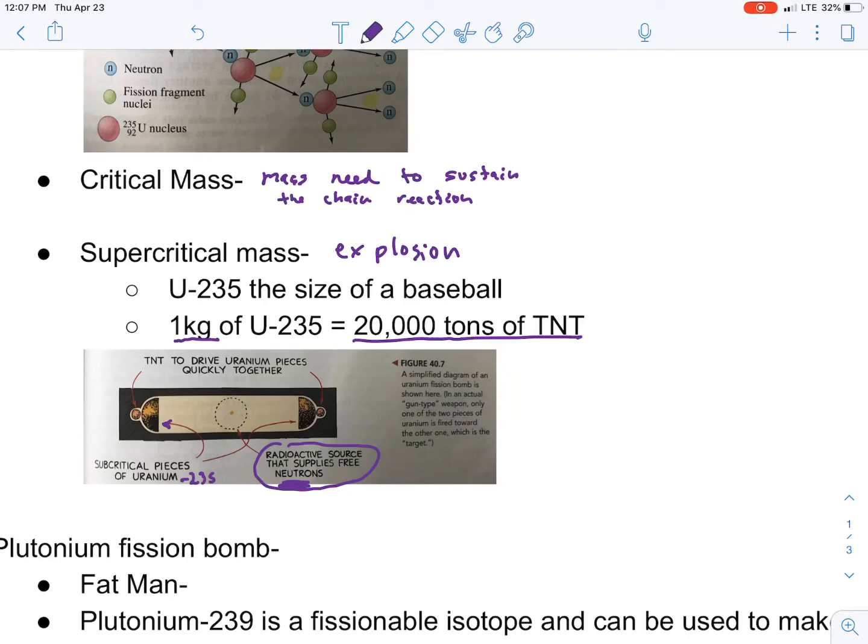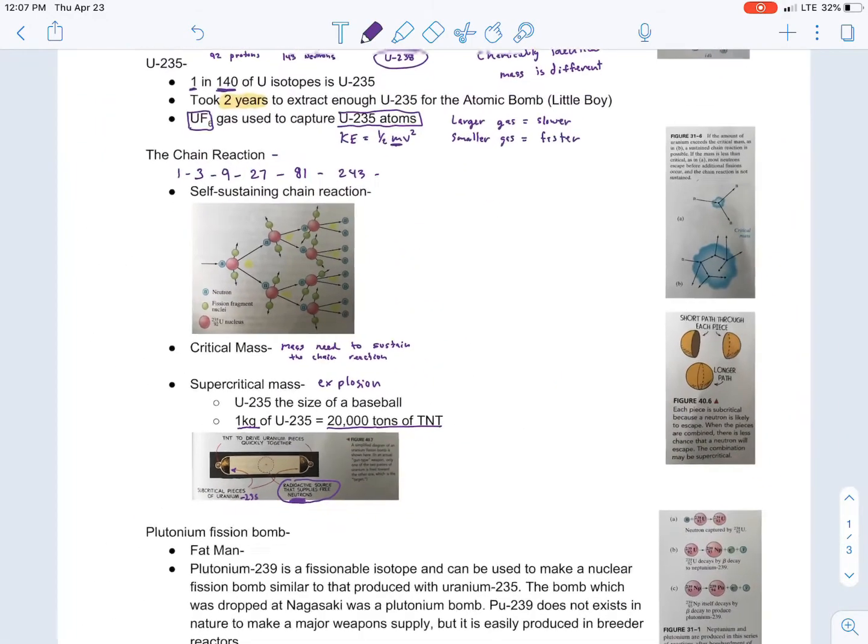They knew it would work. They never even tested it before they used it. The test that you see, the Trinity test, is a different kind of bomb. That's a plutonium bomb. They only had enough uranium to make this first bomb, and they didn't even test it. They just thought it was going to work. All right, and so we'll talk about the other one in a little bit.